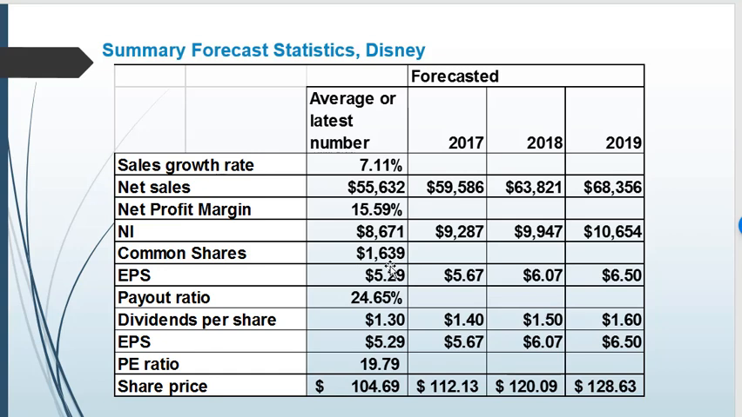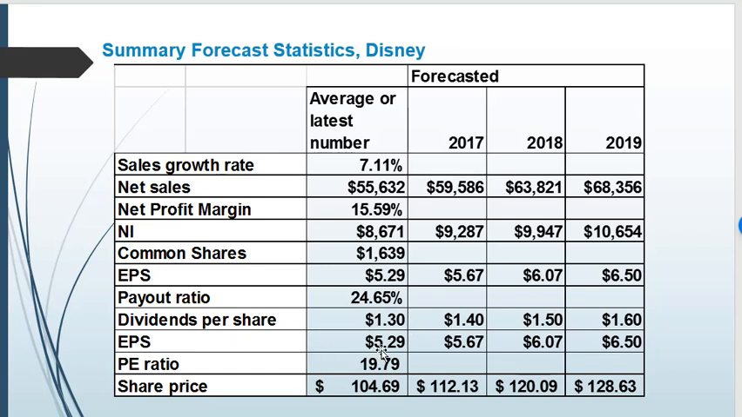Common shares, we had 1,639 was the last number. Now we do remember from the last slide, this number has been going down. So should we use this number or should we adjust it downward maybe even a little bit more? That's up to the analyst, of course. I kept it the same just to make life a little easier. So net income divided by shares is earnings per share. Here's the payout ratio, 24%. So we estimate our dividends per share, $1.40, $1.50, $1.60 moving forward.